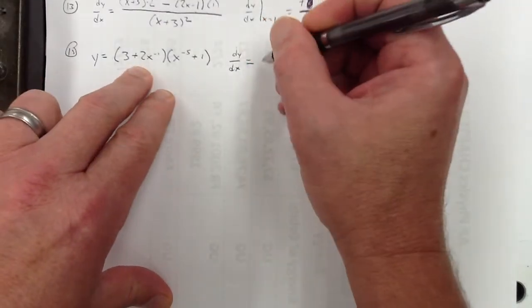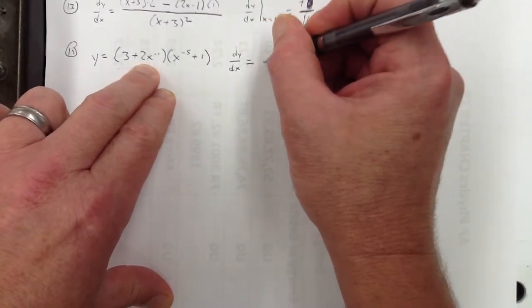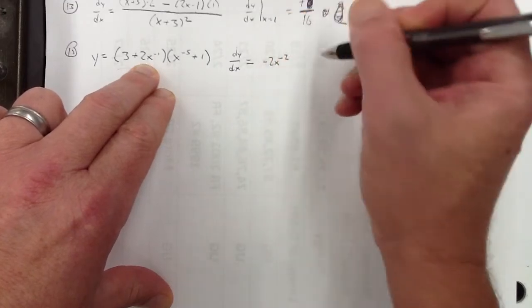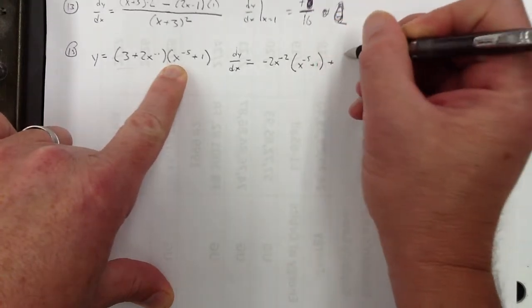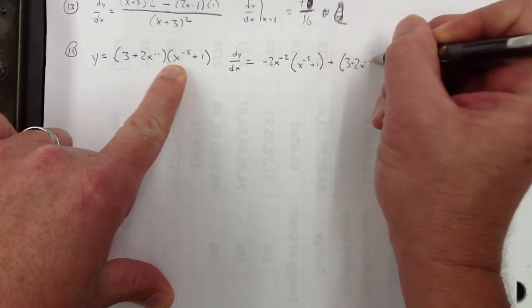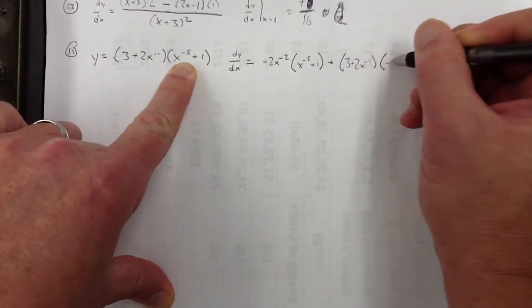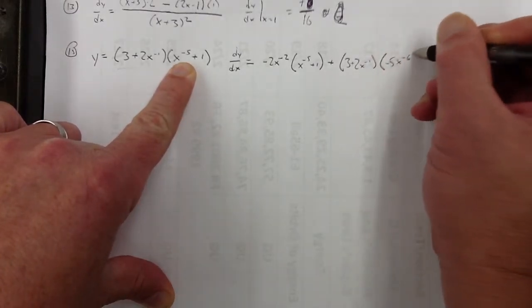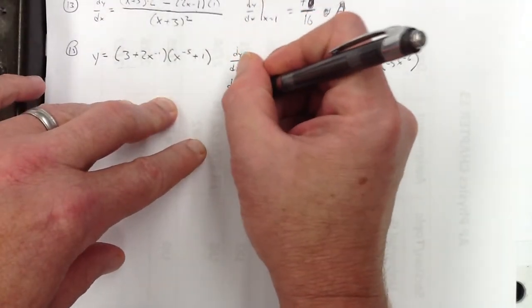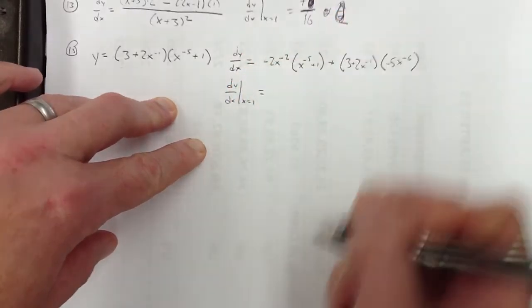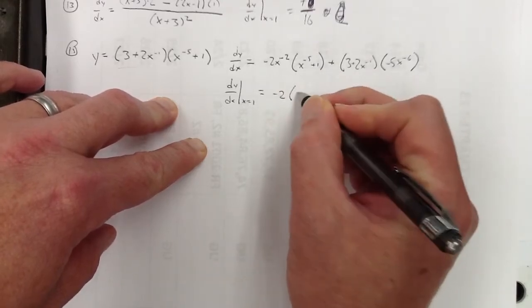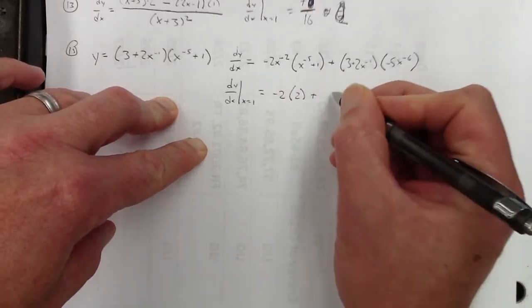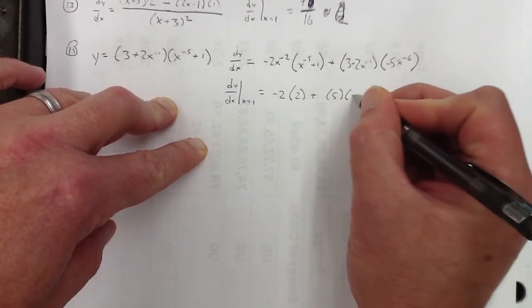All right, so dy dx is the derivative of the first, which is negative 2x to the negative 2, times the second, plus the first times the derivative of the second. And I'm plugging 1 in. So let's see, that's just negative 2 times 2 plus 5 times negative 5.